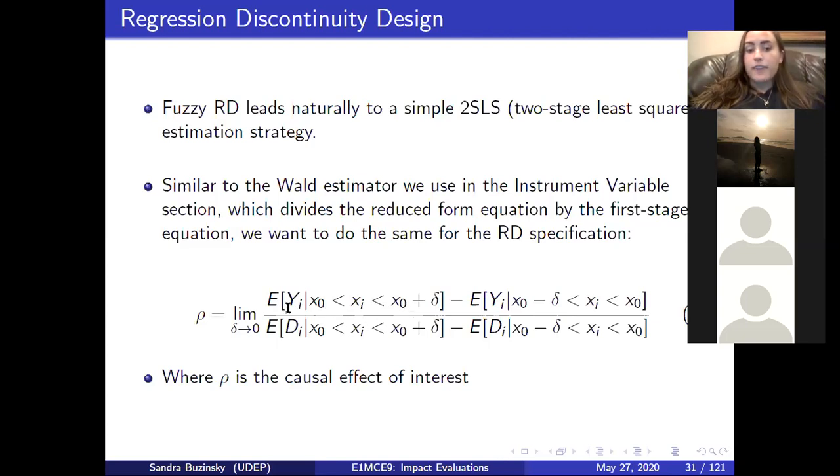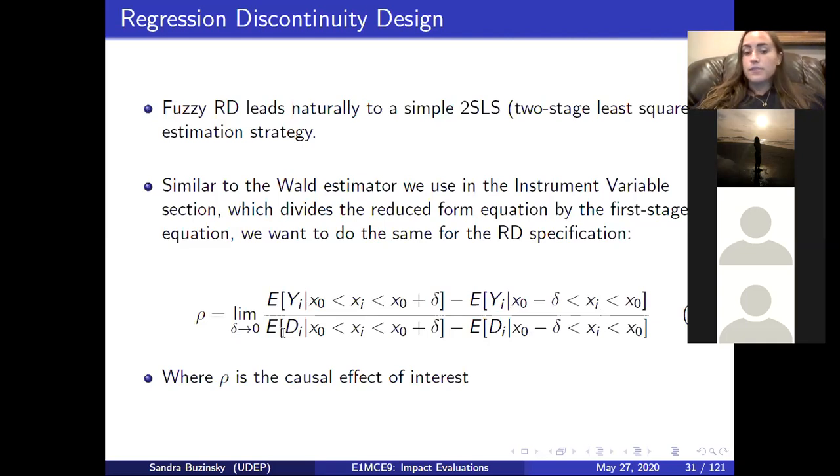So it'll be the expected value of our outcome, given that xi is greater than x0, but still within the window of comparability, so less than x0 plus delta. And then you subtract the other side of the cutoff, the control group: the expected value of your outcome, given that your xi is below the cutoff but still within the window on the left-hand side, so bigger than x0 minus delta. So that's our reduced form, right? How our x explains our y.